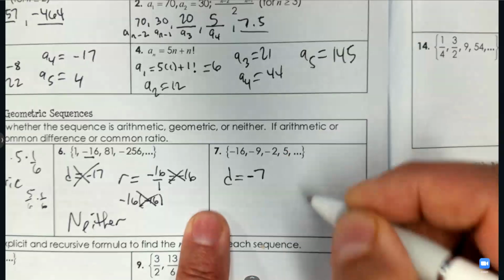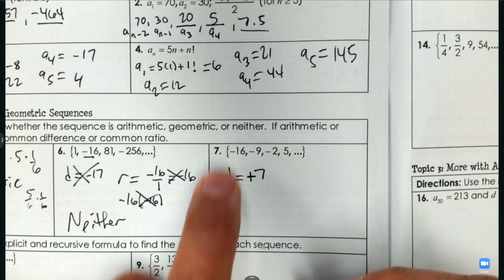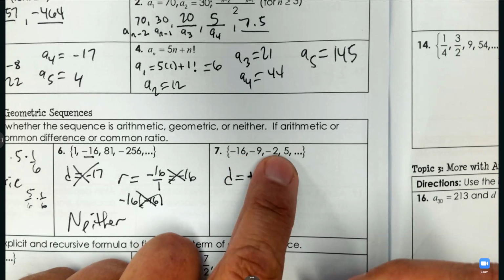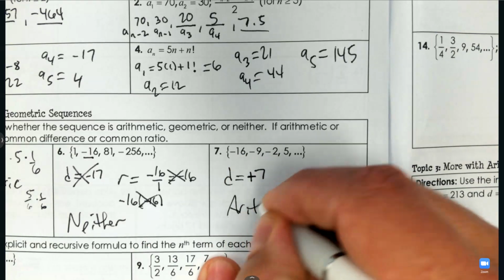So this pattern is actually positive 7. The numbers are increasing, even though it's hard to tell. So you're adding 7 each time. So this we call arithmetic.